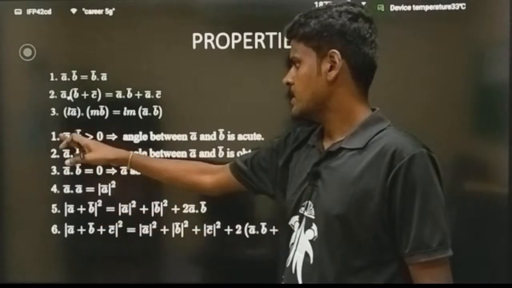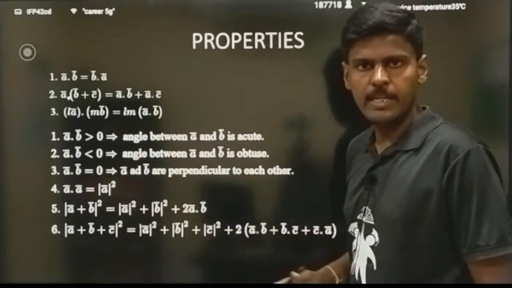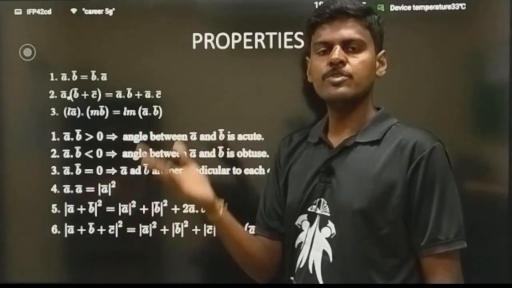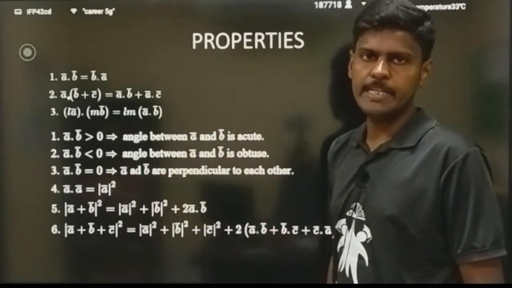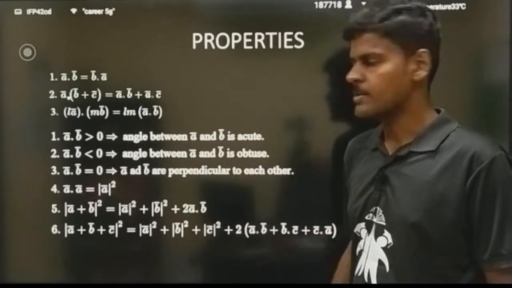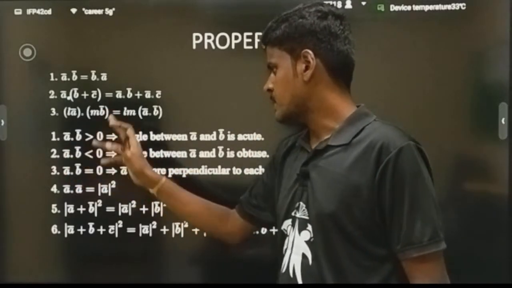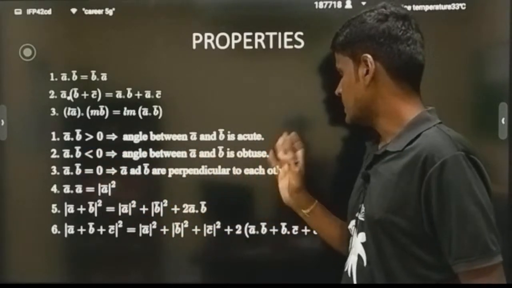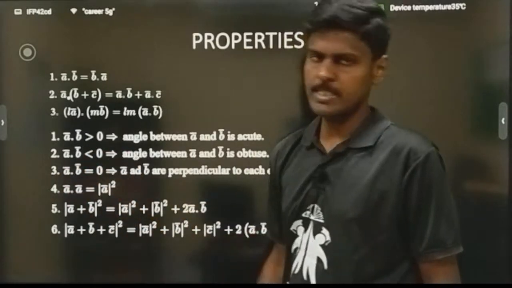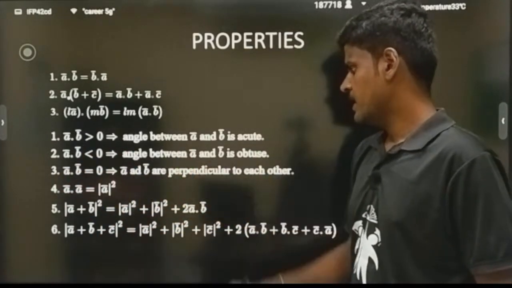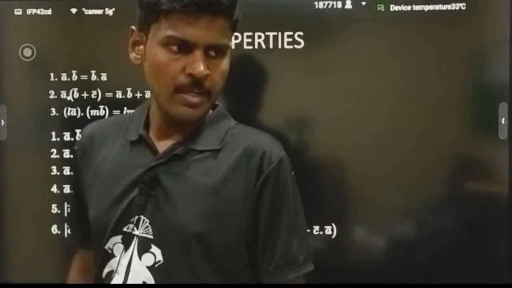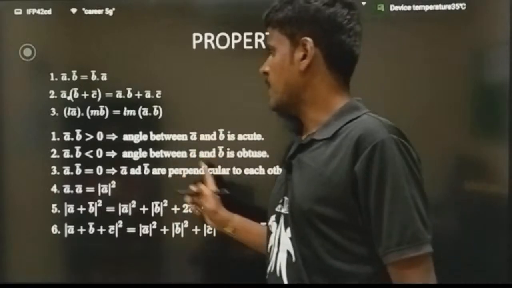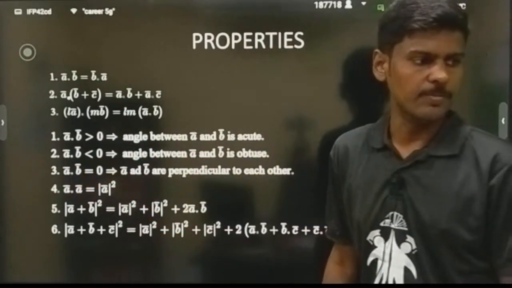Now what are the other properties? A dot B is greater than 0 means obviously mod A mod B cos theta is positive, which means cos theta is positive. That means angle is less than 90 degrees or acute angle. Similarly, when dot product is negative, angle will be obtuse. When dot product is 0, angle is 90 degrees. This is very, very important, students. A dot B equal to 0 means A and B are perpendicular to each other. In the questions, they will give A and B, two vectors are perpendicular to each other, and we will have to use this condition, A dot B equal to 0, right?